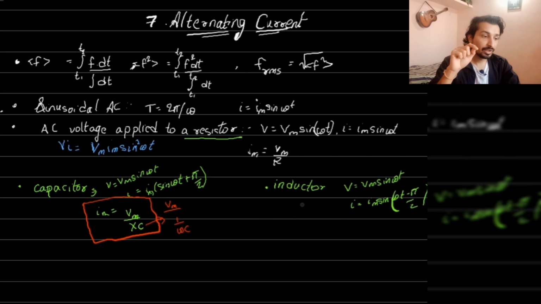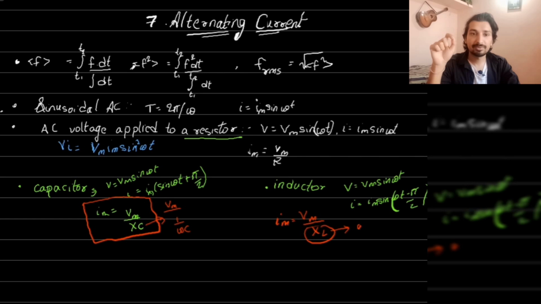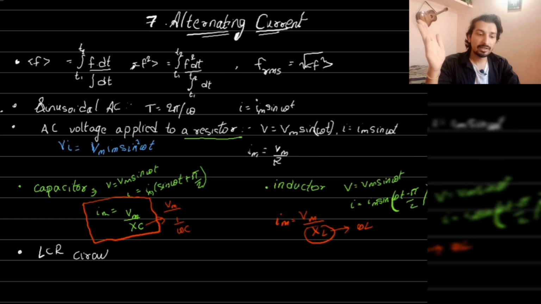Okay, and then you have an inductor. For inductor you have Vm sin omega t, Im sin omega t minus pi by 2. So here it is lagging by pi by 2. There it was ahead by pi by 2. Phase difference was pi by 2, current in front, and here current value is minus pi by 2. So current is lagging by pi by 2. Here also you have Vm by XL. So here XL value is nothing but omega L. Okay, that is reactance. Basically this is capacitive reactance, this is inductive reactance.